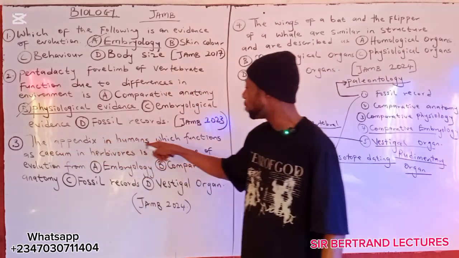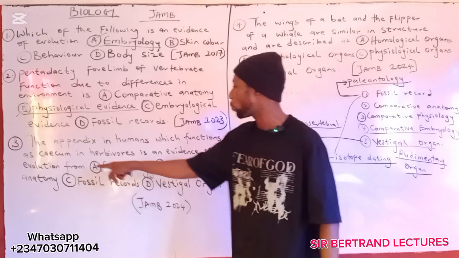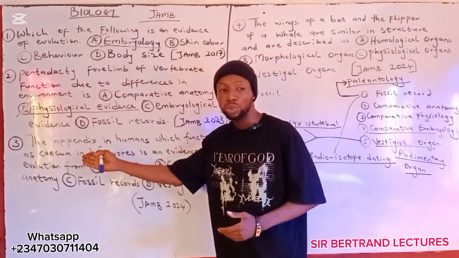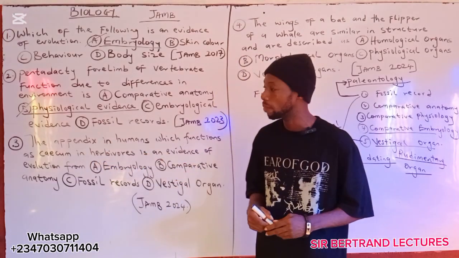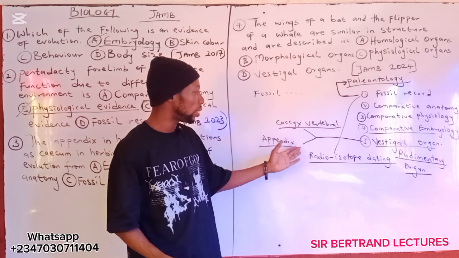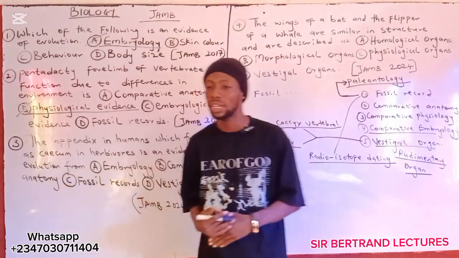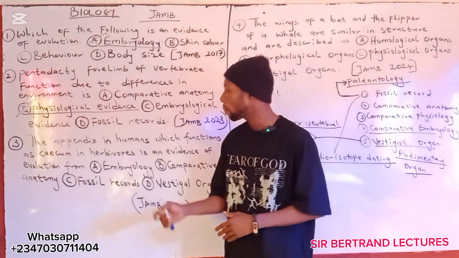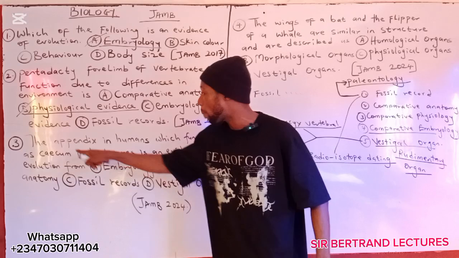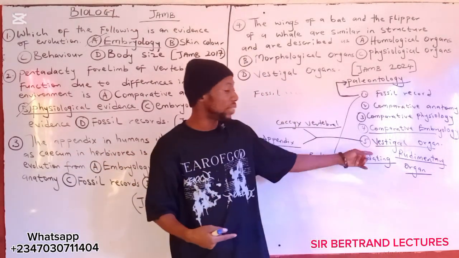The appendix in humans, which functions as cecum in herbivores, is an evidence of evolution from dash. All right, that is what evidence of evolution shows in question number 3. Okay, from what I've explained before, I told you that the appendix on the board here is a vestigial organ, which is a useless or functionless organ that has no function in man. Okay, then the appendix in human, which functions as cecum in herbivores, shows that the appendix functions as cecum in herbivores, but in man it becomes a vestigial organ.